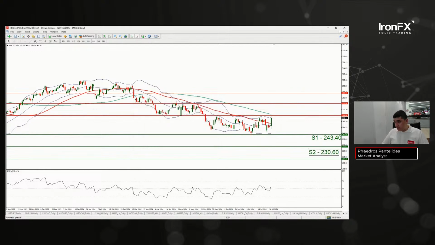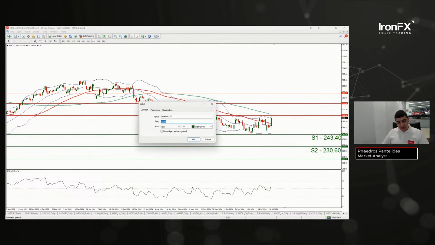Now, this is probably the last chart we're going to be doing for today. Tomorrow, we'll be discussing the impact of the financial releases. We will be taking a closer look at the USD against the JPY.